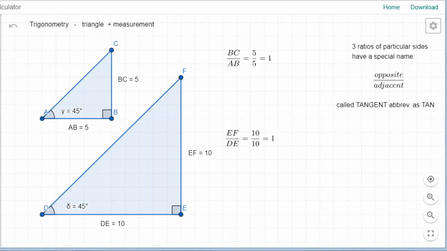Okay, there's two other types of ratios. So firstly let's look at sine, and sine is opposite over hypotenuse, and I'll just bring up the ratio.